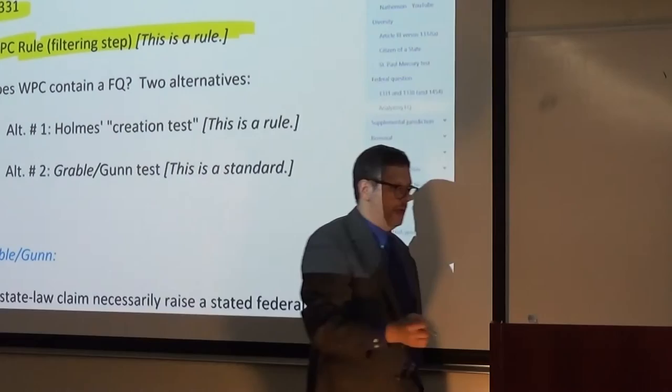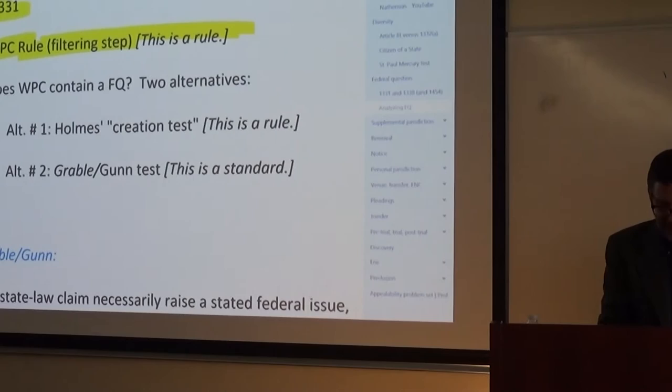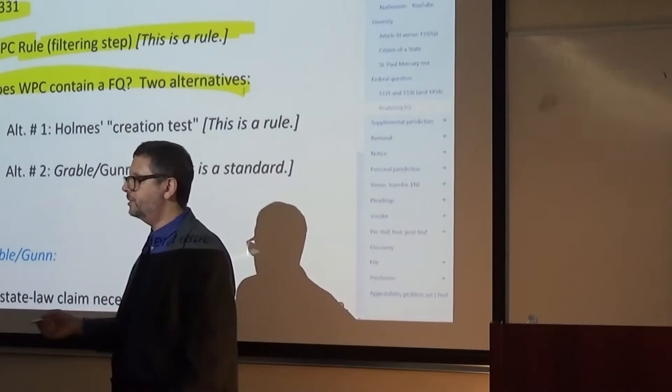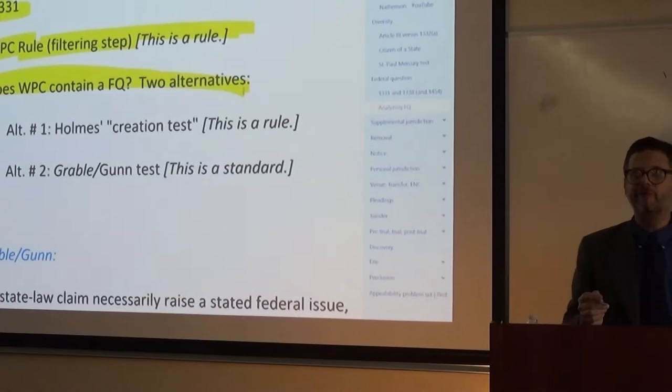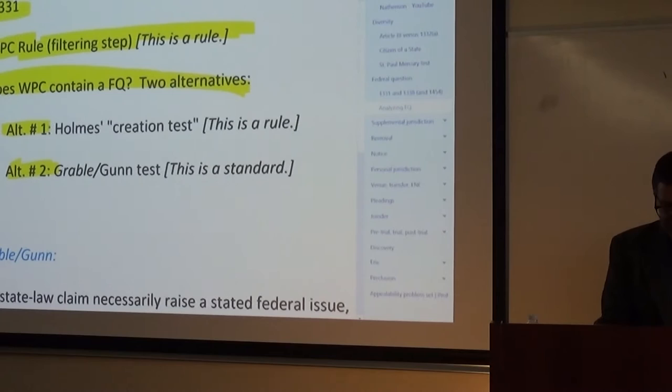Once you determine where you can look, you then ask, does that well-pleaded complaint contain a federal question? So think of Motley again. The well-pleaded complaint in Motley was just a regular old vanilla breach of contract claim, right? Again, a first-year subject, just regular old state law breach of contract. The analysis, however, is a little bit more complex than that. There are two different ways to answer this question of whether the well-pleaded complaint has a federal question.